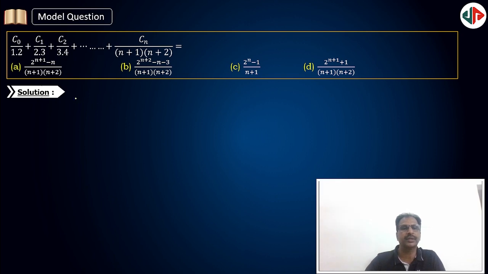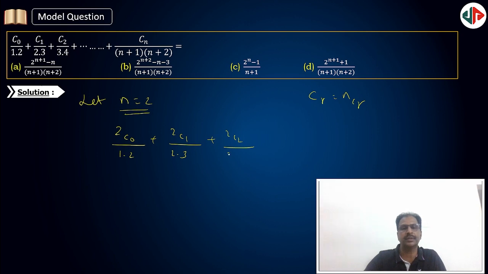Now, here also you can take an n value and use the short method. As I said, CR is nothing but nCR. Take any value of n and verify. I am taking n is equal to 2. Then the given expression becomes 2C0 by 1 into 2, 2C1 by 2 into 3, 2C2 by 3 into 4. After that, 2C3 has no meaning at all.